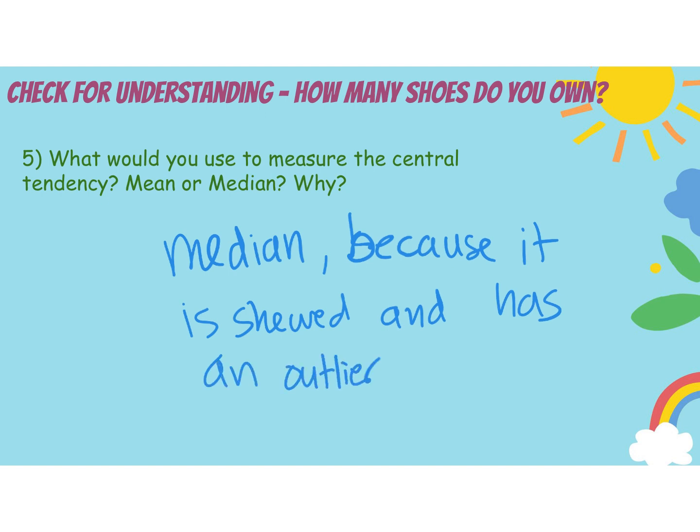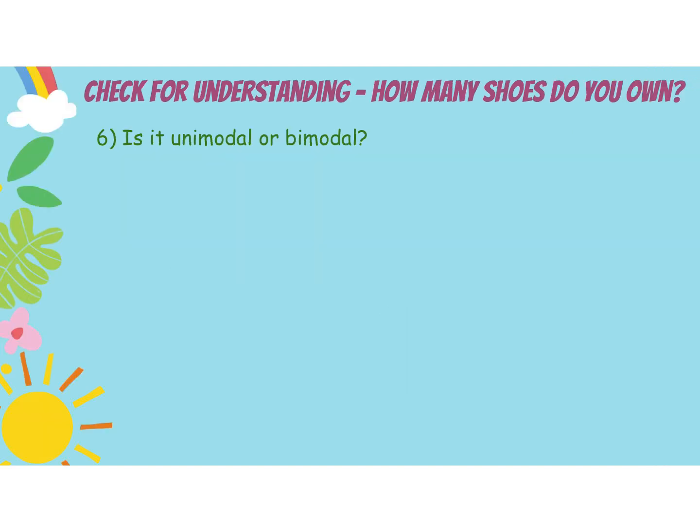Awesome. And the last question, is it unimodal or bimodal? So this graph really just has that one peak at 11, that like 10 to 12 area. So this would be unimodal. And that is lesson 2.4, types of variation.